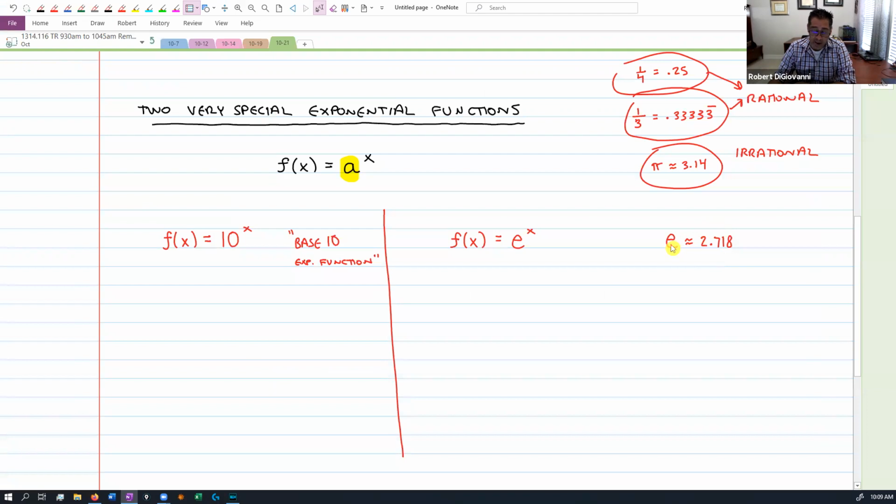So e, at the end of the day, is just the number 2.718, about. Fortunately for us, our calculator has a key on it for e. I'll get to that in a moment, but I just want to go back. These two functions are very special functions. This second one is called the natural exponential function.